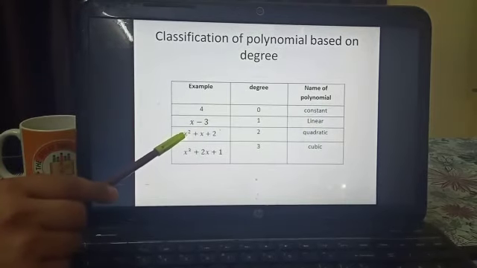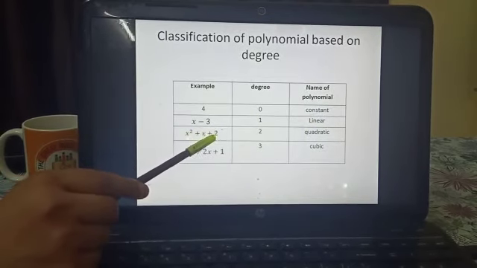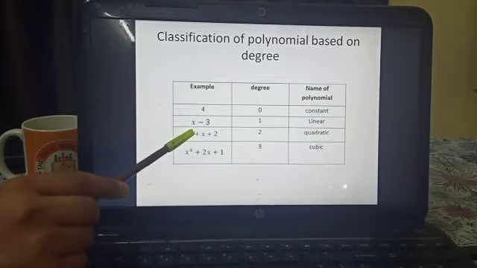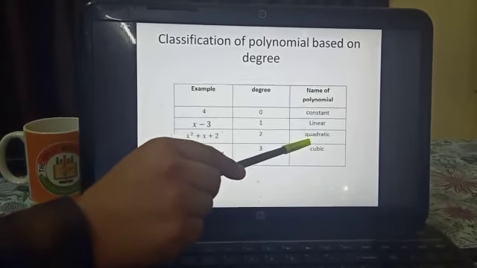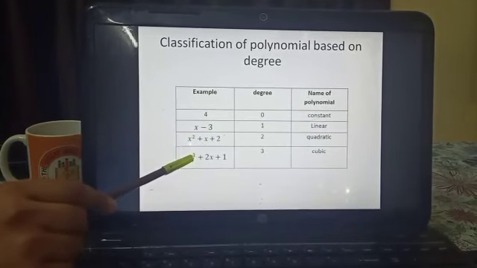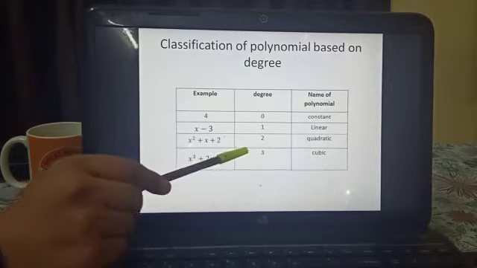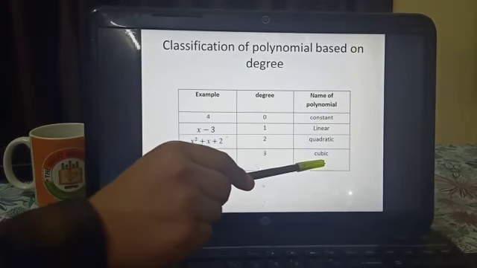Now in this example, x square plus x plus 2, what is the highest power of x? 2 is the highest power, so the degree is 2. That's why this polynomial is called a quadratic polynomial. In this example, x cube plus 2x plus 1, the highest power of the variable is 3, so the degree is 3, and that's why it is named a cubic polynomial.